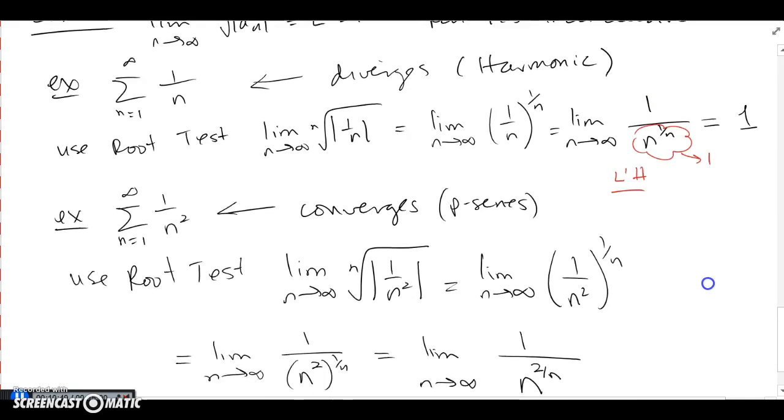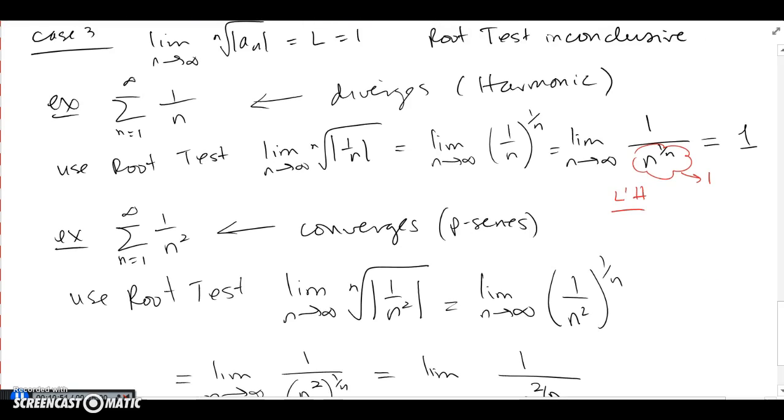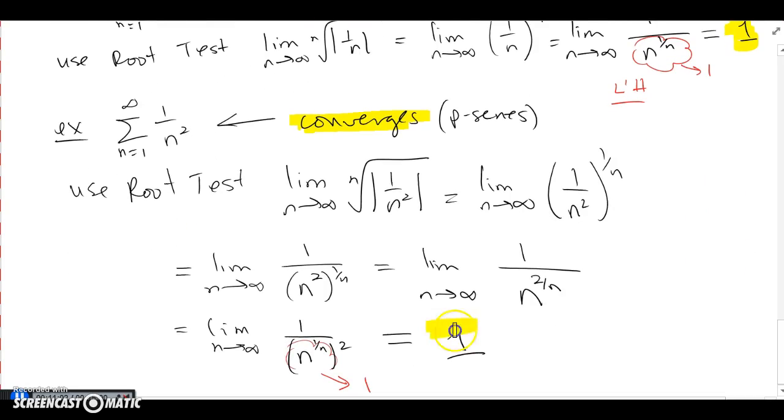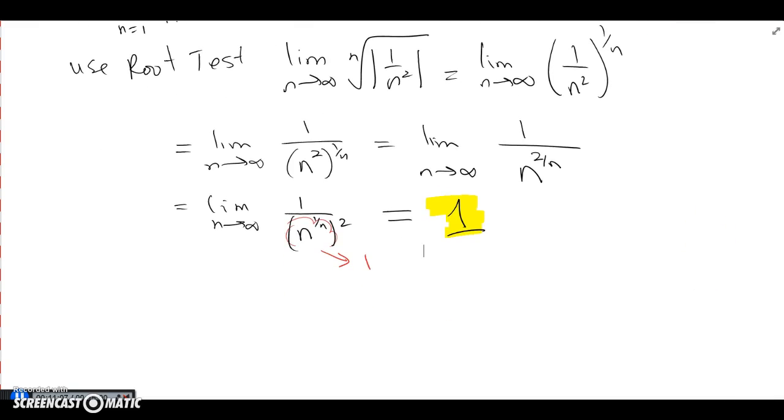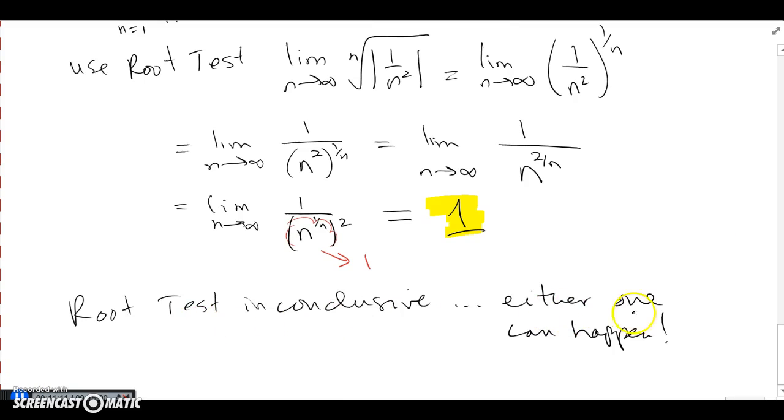So I had a divergent series using the root test going to 1, and I also had a convergent series using the root test going to 1, so therefore the root test is inconclusive. Because in using it, either one can happen. You can get convergence or divergence if you end up with a 1 for your root test. So when that happens, of course, go analyze it some other way using some other test.